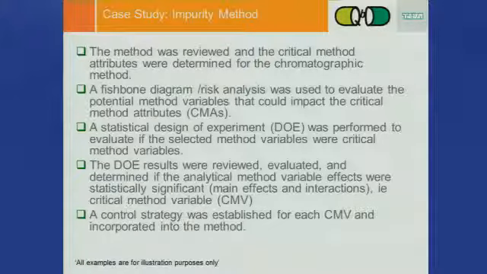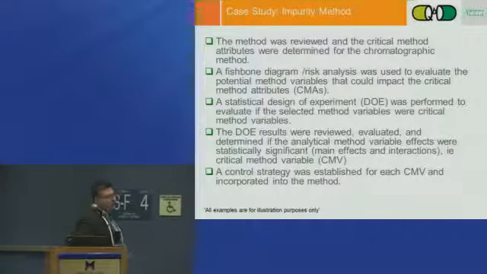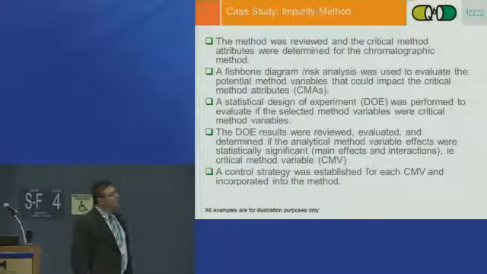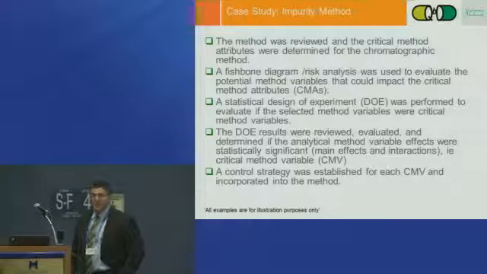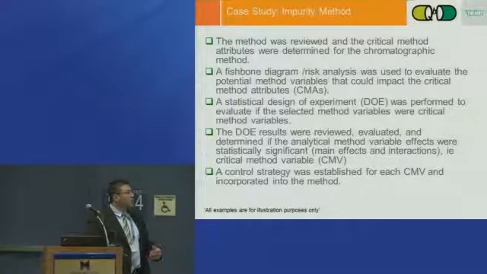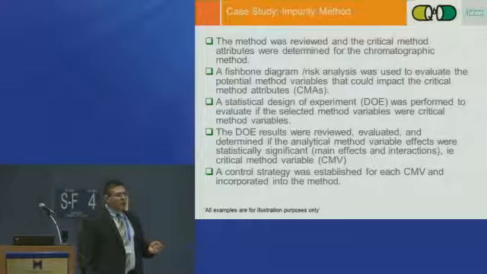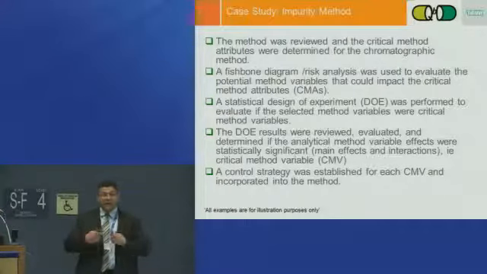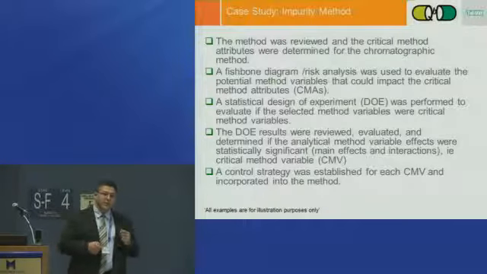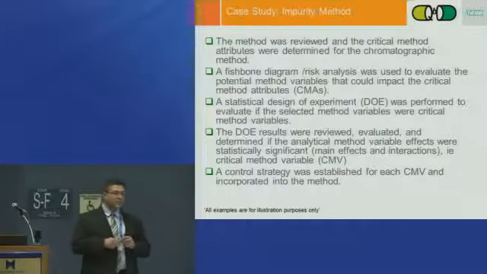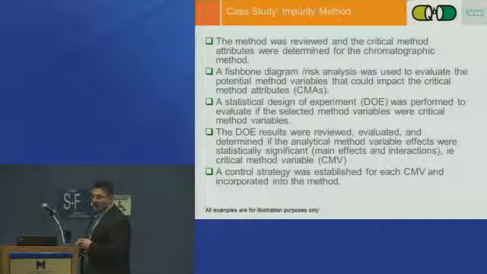But you can still use QBD in a reactive mode, once again, because what is your goal? Your goal is to find out what is the root cause for the failure, and then based upon the root cause, determine what is the control strategy so it doesn't happen again. A fishbone risk analysis was used to evaluate the potential method variables that can impact the CNAs. Statistical design of experiments, the DOE, was also done. The DOE results were reviewed and evaluated to determine if those method variable effects were statistically significant, looking at both main effects and interactions of the variables on the method attributes. Anything that was deemed critical was called the critical method variable, and then we instilled a control strategy and incorporated that into the method.